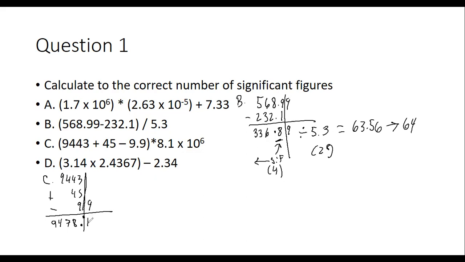9478.1. Again, I'm going to keep that 0.1 for calculations and say this is where my significant figures end, on the 8. So this number has 4 sig figs. I'm going to multiply it by a number that has 2 sig figs. And you get a big number. At least I got a big number. 7.7 times 10 to the 10, which has 2 sig figs.